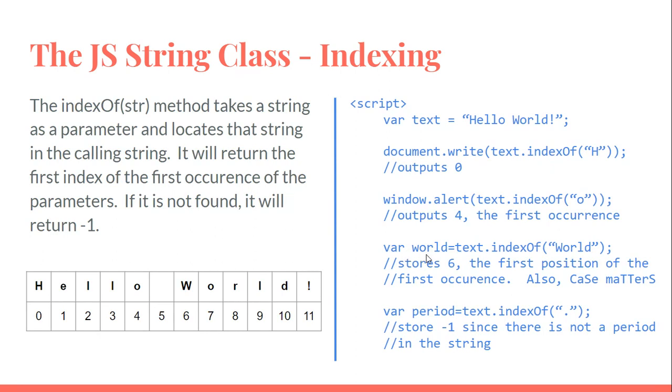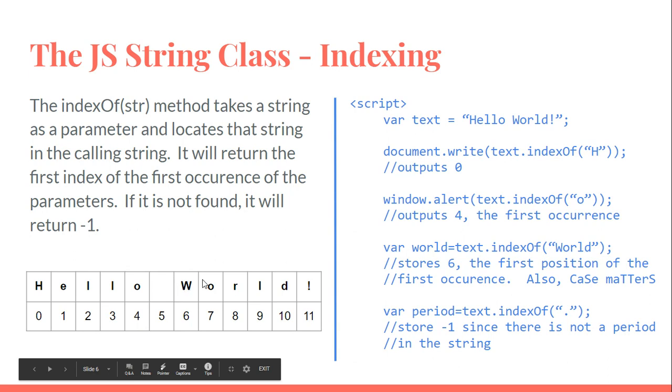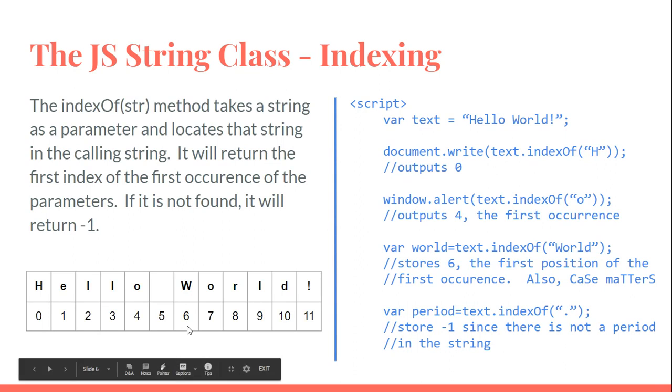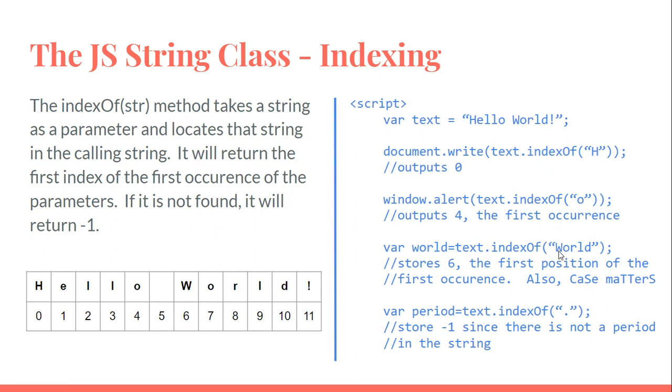Next one, var world equals text.indexOf("world"). So I'm going to go in here and find the first occurrence of the word world. Here it is. And I'm going to return the first position of that occurrence, the first index. So 6. Case does matter. Had I searched for lowercase w, I would have gotten a -1, because there is no world in all lowercase inside of this.